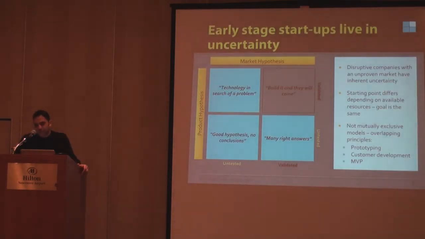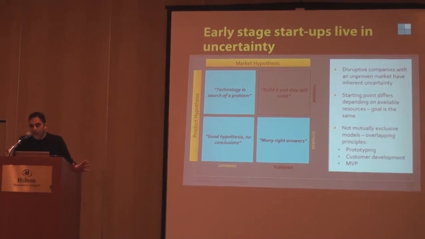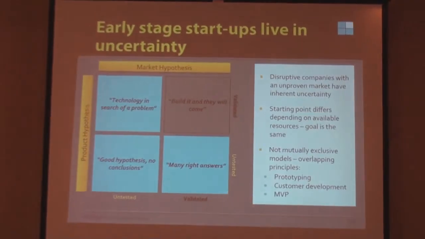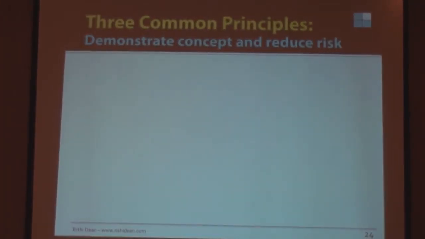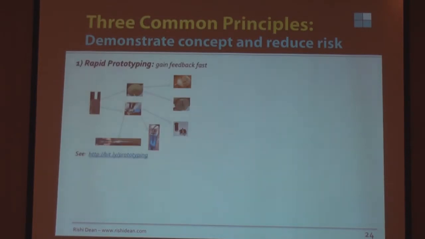Early stage startups live in this uncertainty where something is unvalidated or untested in some way, shape, or form. While they each have their own different tactics to employ, I think there are three common principles that you want to continuously employ. One is rapid prototyping.